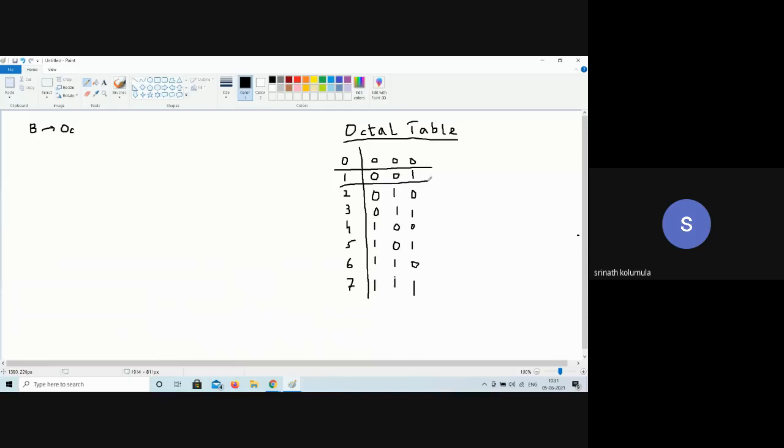I'm drawing a line so that people who have vision problems don't get confused. So this is how you should construct an octal table. Likewise, you should also construct a hexadecimal table. So what is a hexadecimal table? Tell me.